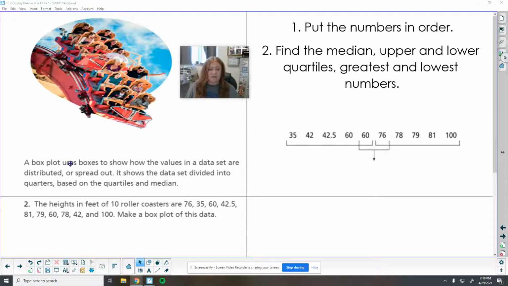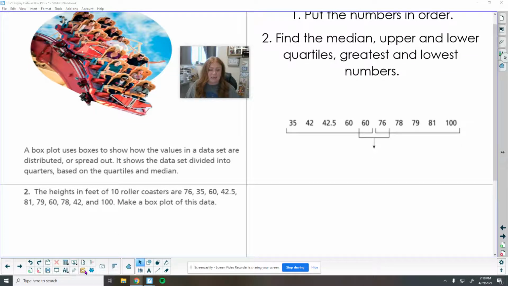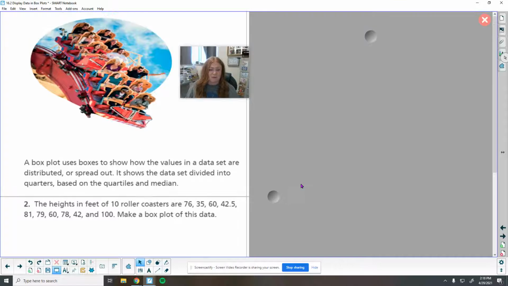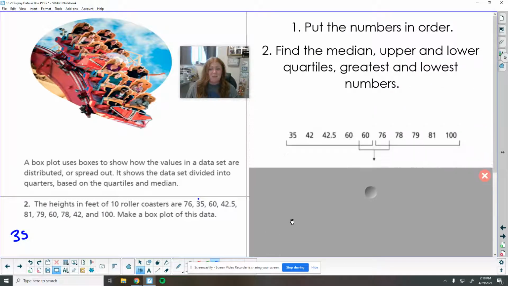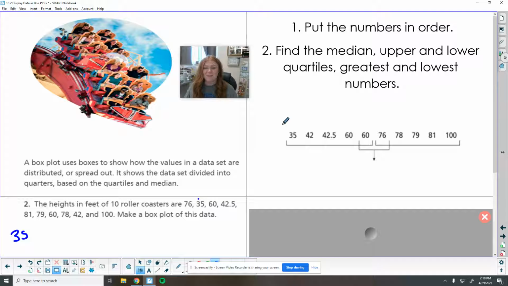So task 2 is telling about some heights of roller coasters. So we have 10 roller coasters, and we are going to put these in order here. So the first thing we want to do is get these in order. So go ahead and do that, and then come back when you're ready to check. So my smallest roller coaster looks like it's 35. And then actually, I'm going to magically pull this up. There they are. Okay. So 35, 42, 42.5, 60, 60. So 2 roller coasters are 60, 76, 78, 79. So lots in the 70s, 80, and then, or 81, then 100.